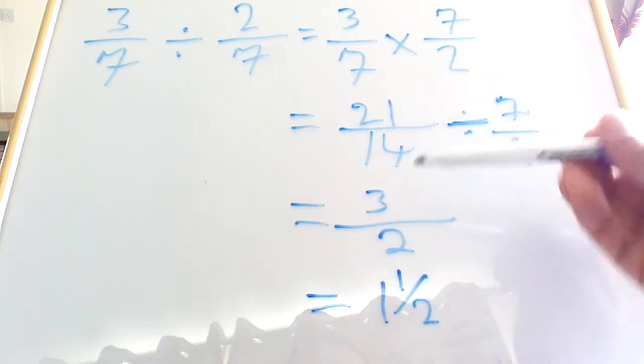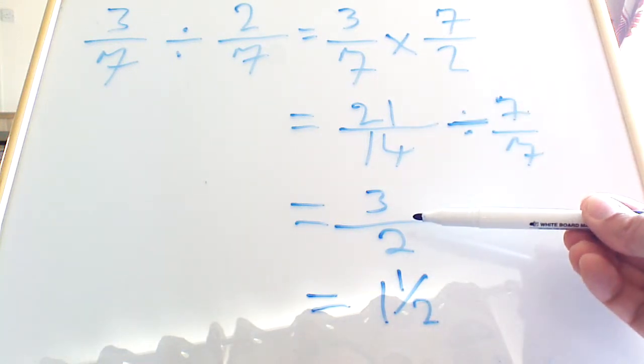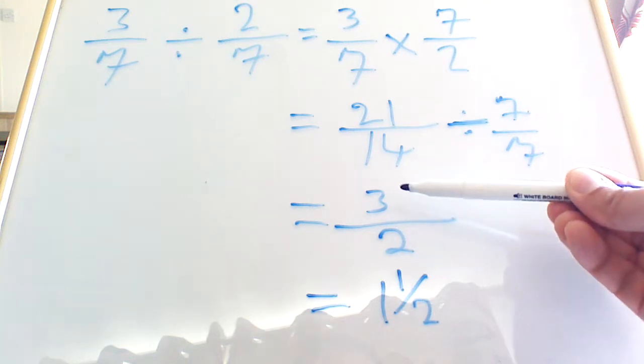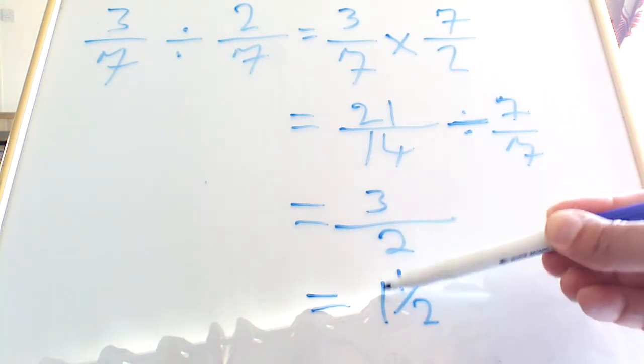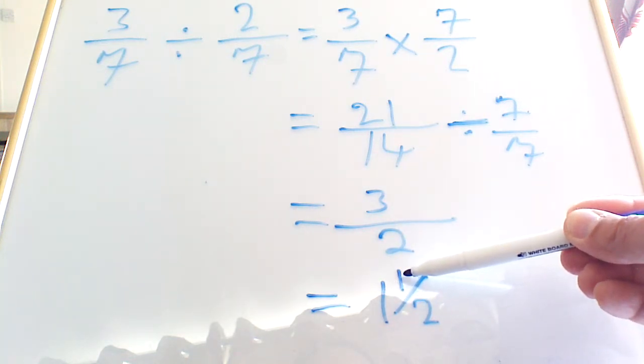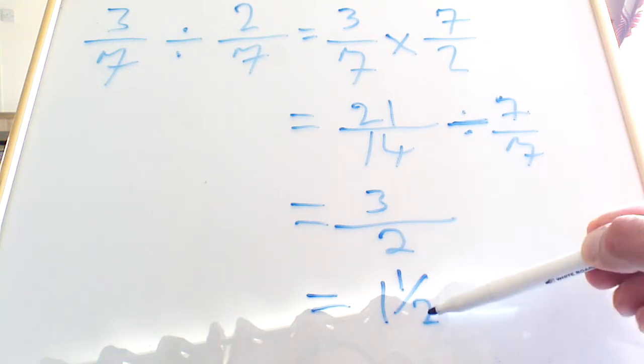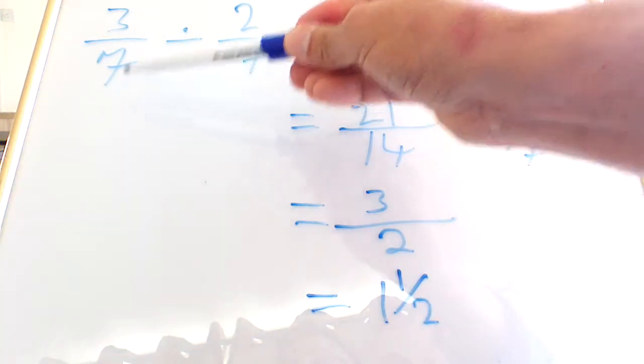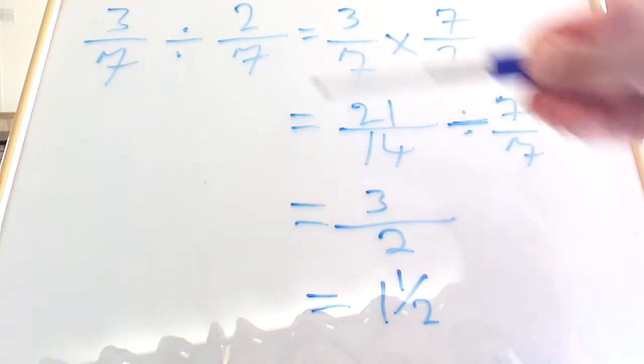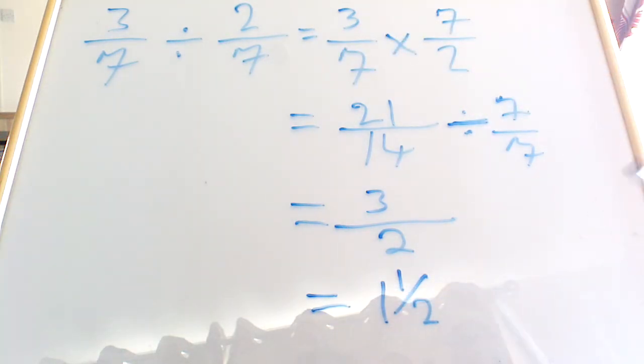Alright, I'll say that once again. We've got 3/2 here. We say how many times does 2 go into the 3? 2 goes into the 3 once, with 1 left over, and keep the same denominator. So 3/7 divided by 2/7 equals 1 1/2.